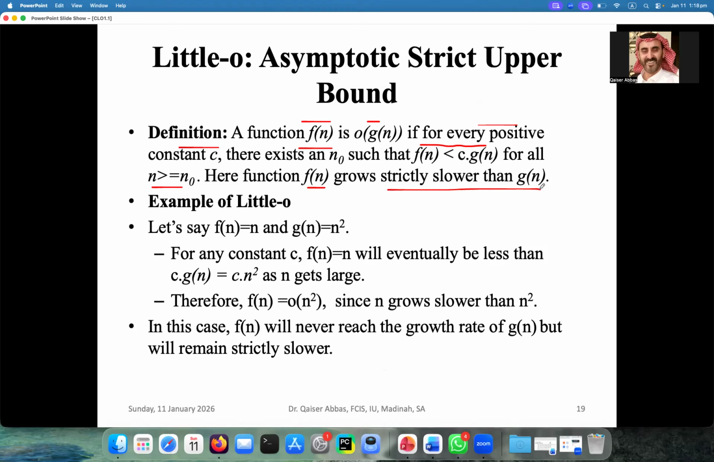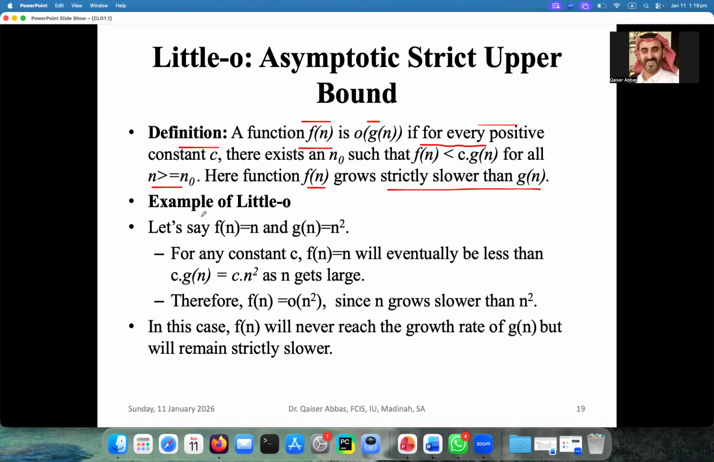And if this is the situation, then you can represent your time complexity with little o, not with big O. When you write little o of n square, it means the algorithm complexity is always less than that. Always less than that, f of n.